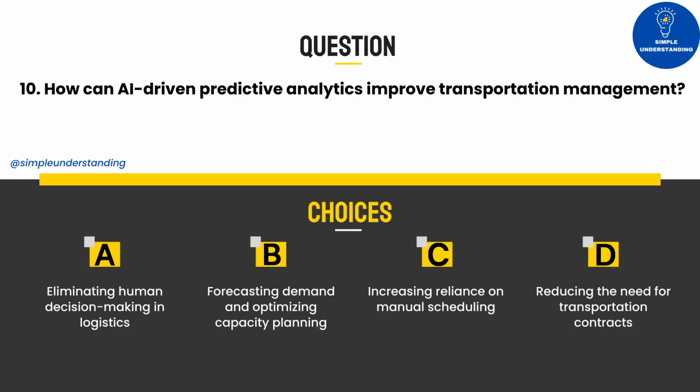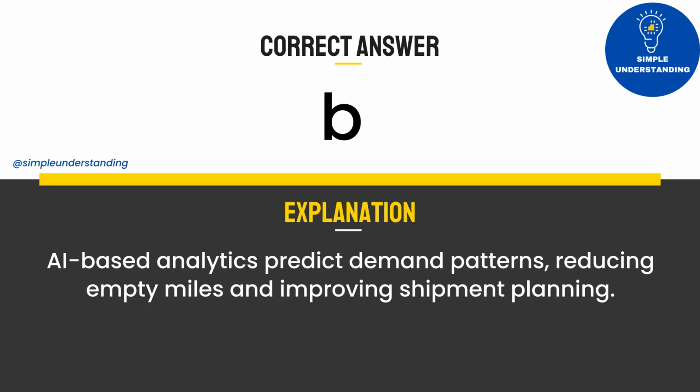10. How can AI-driven predictive analytics improve transportation management? A. Eliminating human decision-making in logistics. B. Forecasting demand and optimizing capacity planning. C. Increasing reliance on manual scheduling. D. Reducing the need for transportation contracts. Correct answer, B. Explanation. AI-based analytics predict demand patterns, reducing empty miles and improving shipment planning.